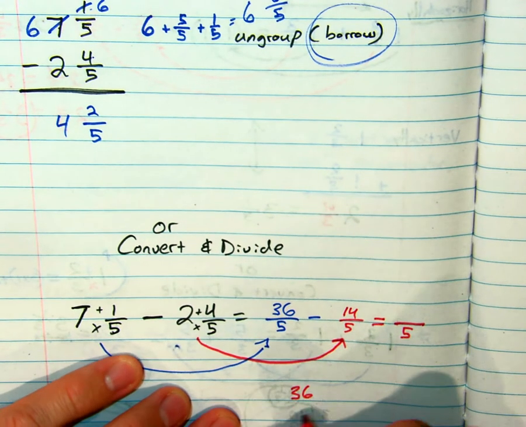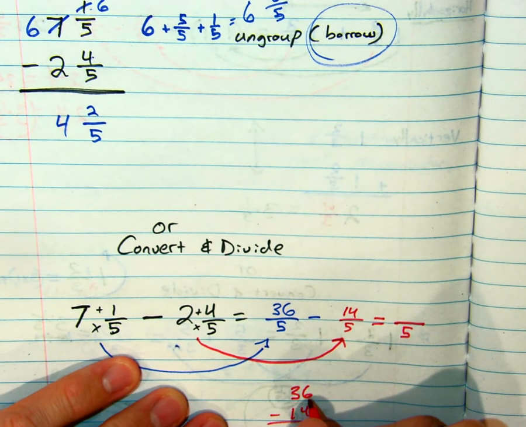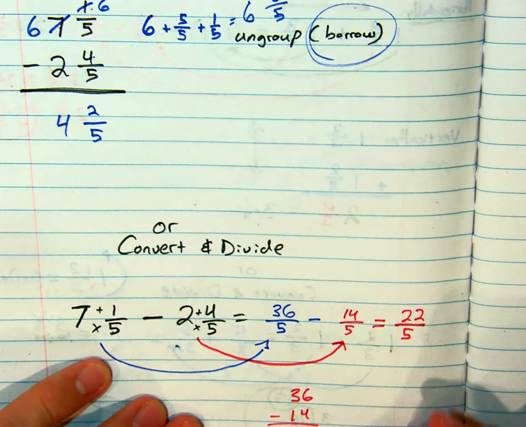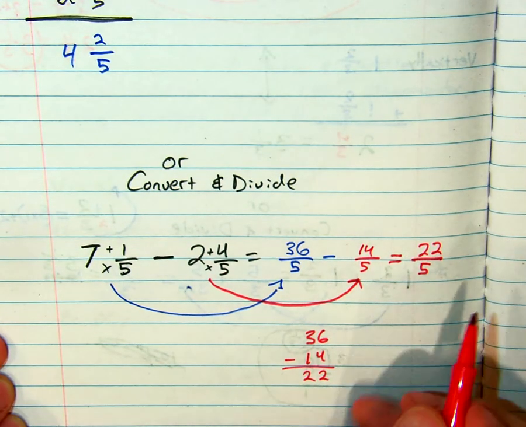Move it down. Subtract on the scratch on the side. 6 minus 4, 2. 3 minus 1, 2. I end up with 22/5. This is a correct answer. It's not the final correct answer. We need to do something to this.